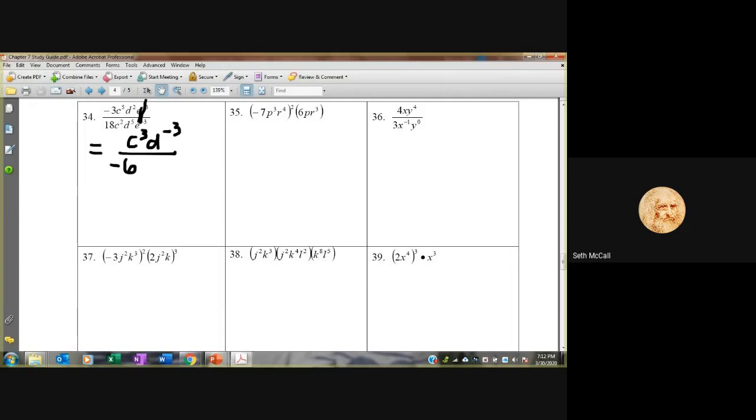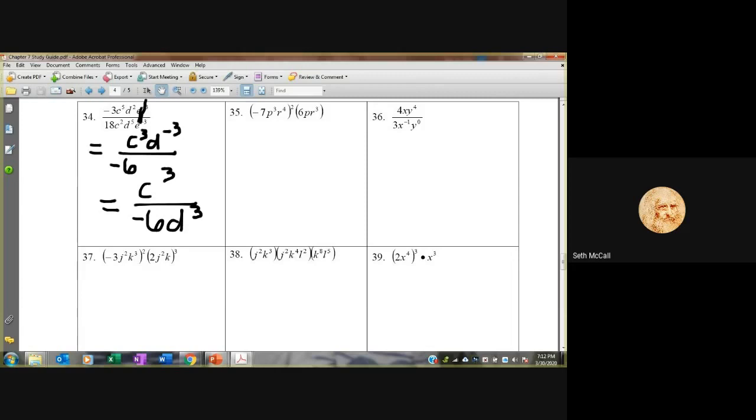All right, so now you can see that we're one step away from being done with this problem. You have c to the third on top. Now the d to the -3 actually has to move to the bottom. We're going to leave the -6 there because once again, if the number itself is negative, it does not mean it goes to the bottom. It has to be the power that's negative. And there you go. There's your final answer for number 34.